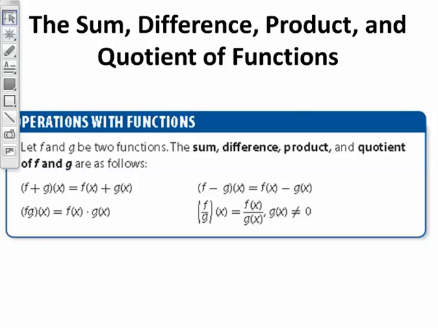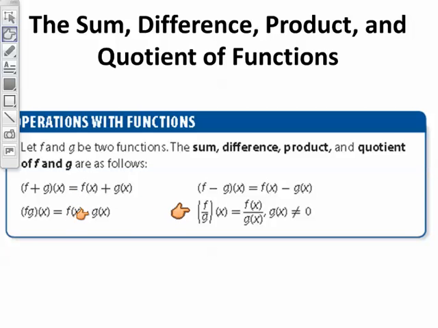Okay, so let me just define a couple things for you. When you see this here where it says f plus g of x, what it's asking you to do is to find f of x plus g of x. Okay, that seems pretty straightforward. Subtraction works the same way. F minus g of x is f of x minus g of x. Okay, we can do that. When we see fg of x, what it's asking for is f of x times g of x. Okay, pretty straightforward stuff.